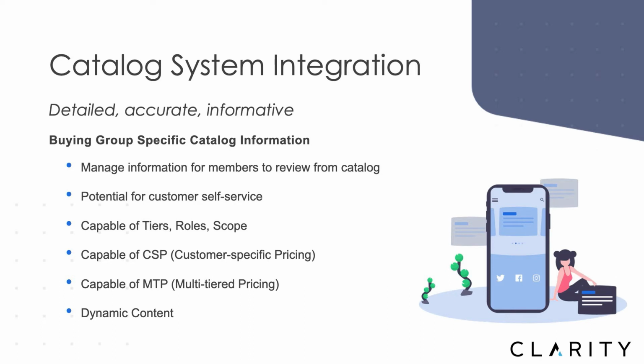You might have a tier for CFOs. They're the only ones that can come in and pay an invoice. You might have a procurement manager that approves all orders over $1,000. So any of your users can come in and they can order up to $1,000. If a cart goes over $1,000, it has to go through an approval process.